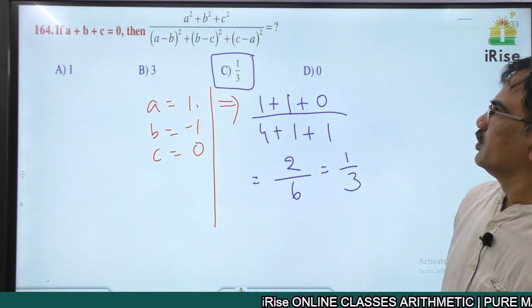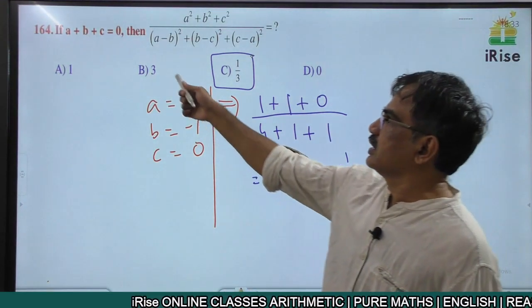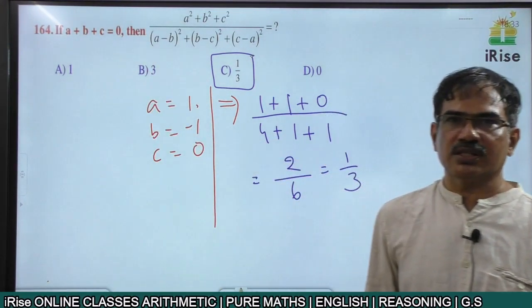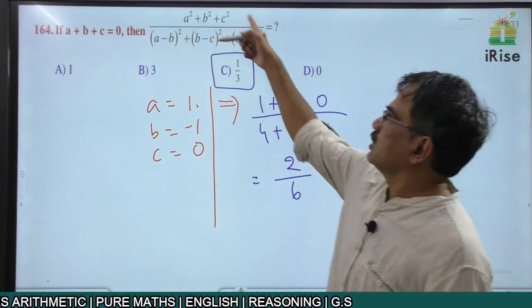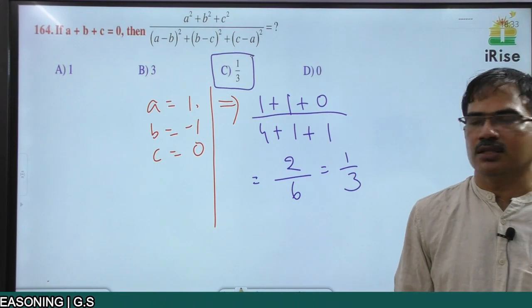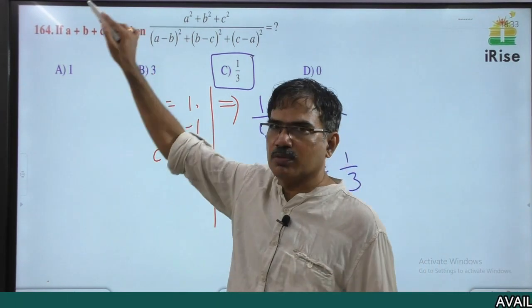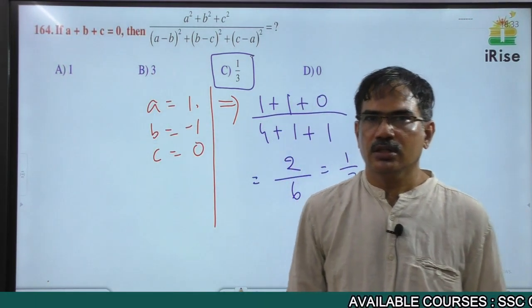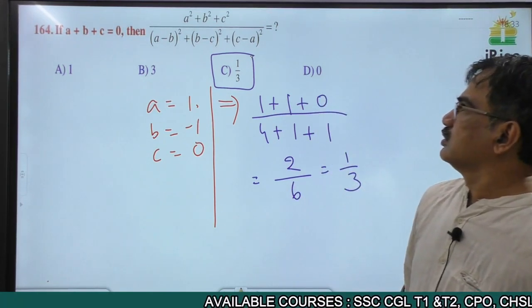Okay, a simple way of solving this question: if the condition a plus b plus c is 0 is given, and the question is in terms of variables and options in terms of numbers, you can put any numbers for a, b, c such that a plus b plus c is 0. Okay, so next question.